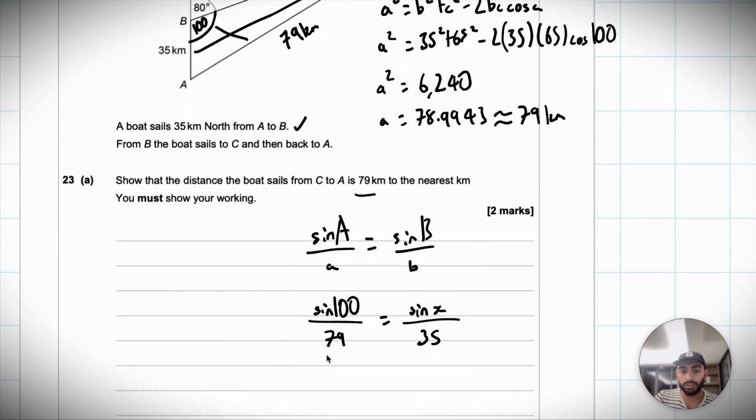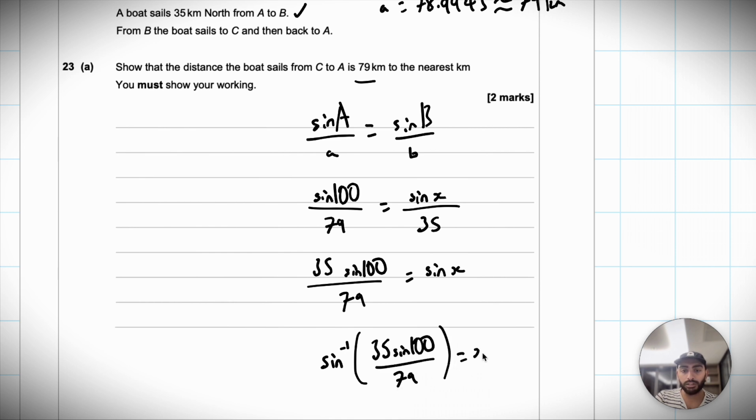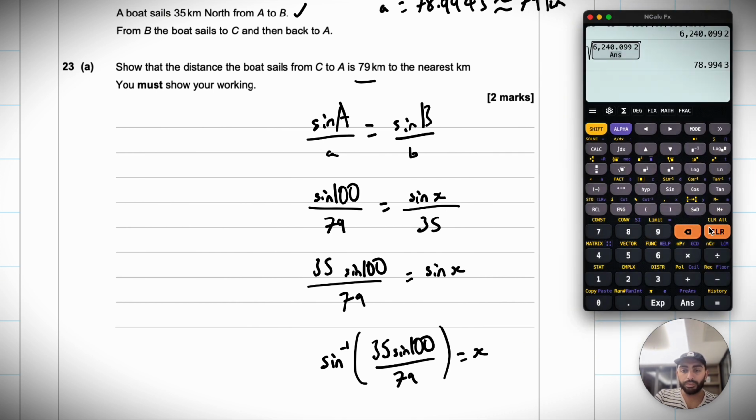Let's move this 35 over to the other side. So we'll multiply by 35. 35 sine 100 over 79 is equal to sine of x. And to get this sine over to the other side, I need to take the inverse sine of both sides. So the inverse sine of 35 sine 100 over 79 will give me my final answer. So let's type that in. We've got the inverse sine of 35 sine 100 divided by 79. That gives me 25.8685.